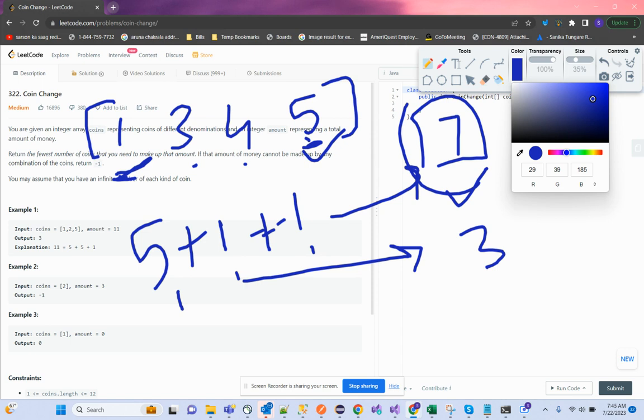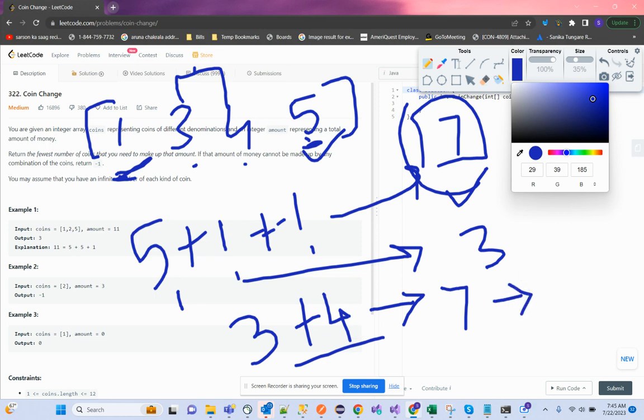Now, if you observe carefully, 3 plus 4 also becomes 7. So if you take a coin of 3 and a coin of 4, then that will give you the answer of 7. And in this approach you get coins only 2, and they have told us they need the minimum coins. How many minimum coins are needed to make the amount 7? That is what the question is. That's the reason we cannot use this approach. This approach is called a greedy approach.